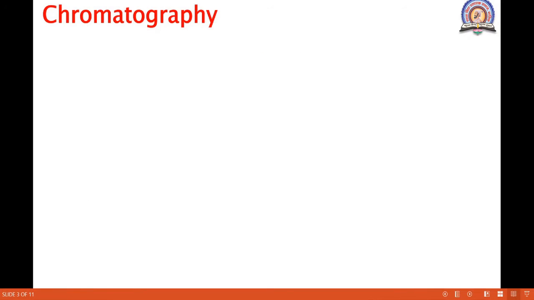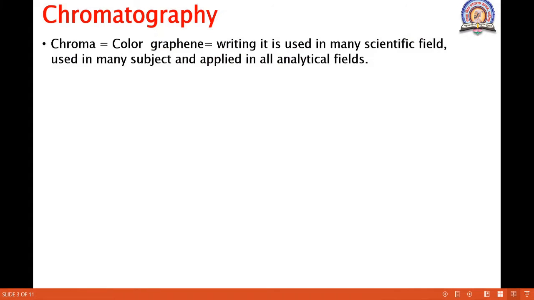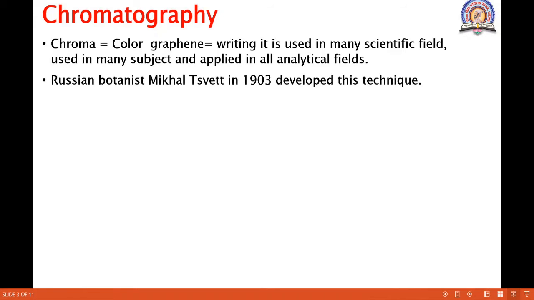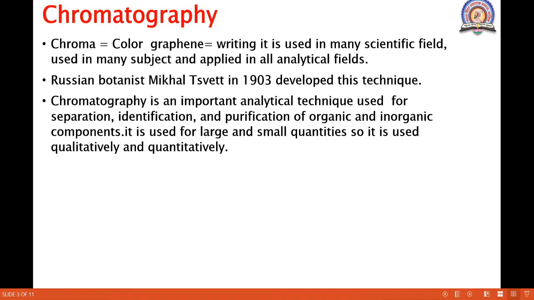Okay? Now we start with chromatography. Chromatography is very familiar to us because chroma means color and graphene means writing. It is used in many scientific fields, in many subjects, and in the analytical field these chromatographic techniques are used. The Russian botanist Mikhail Tswett in 1903 developed this technique. This chromatography is an important analytical technique used for the separation, identification and purification of organic and inorganic components.